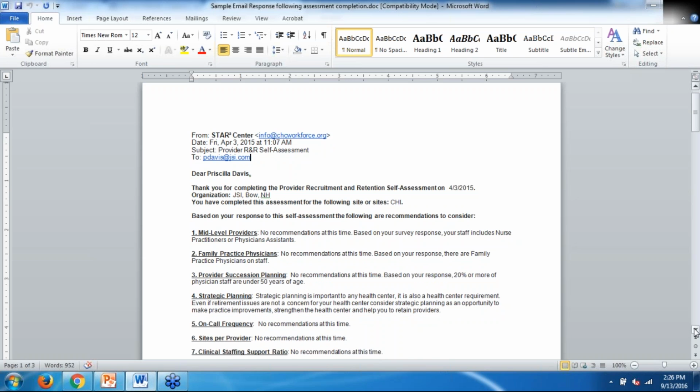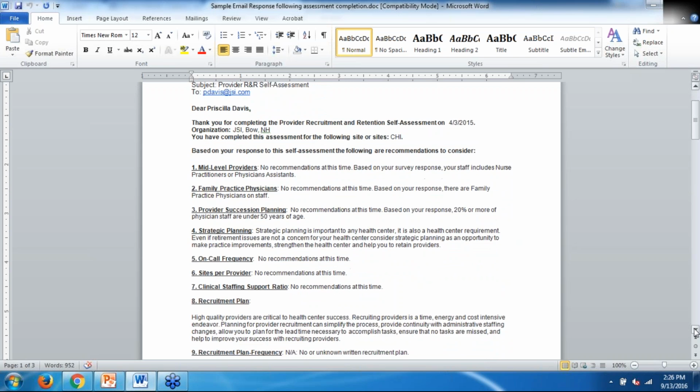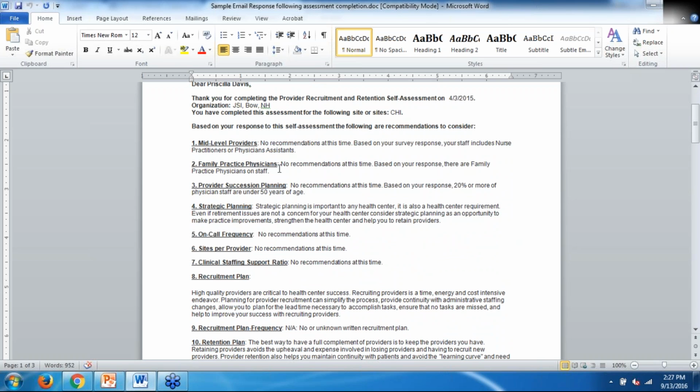And it just kind of goes down through each of the categories. So for this one, family practice physicians, there's no recommendation based on the time. Based on your response, there are family practice physicians on staff. These two are looked at in terms of making sure you have a non-physician, or you've considered and have hired non-physician providers, that you have family practice providers, that you're looking at succession planning.